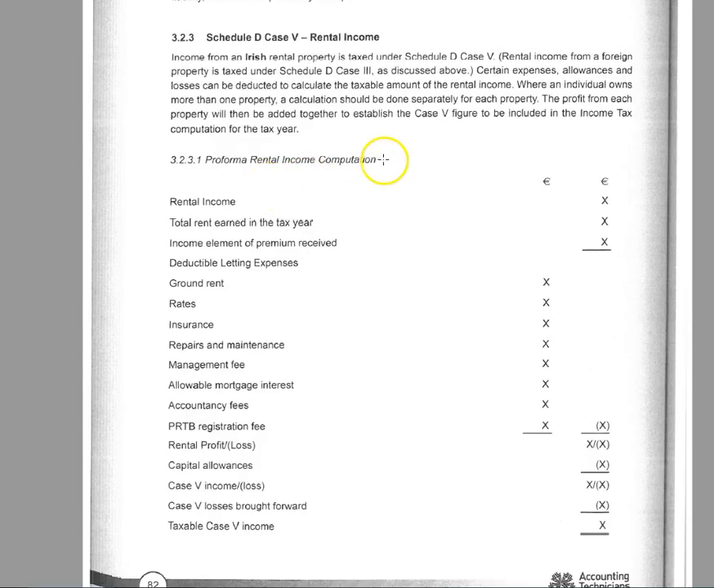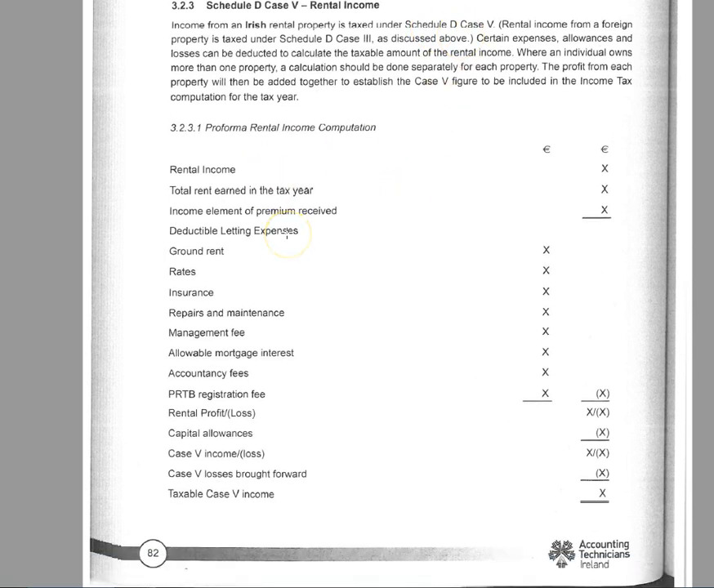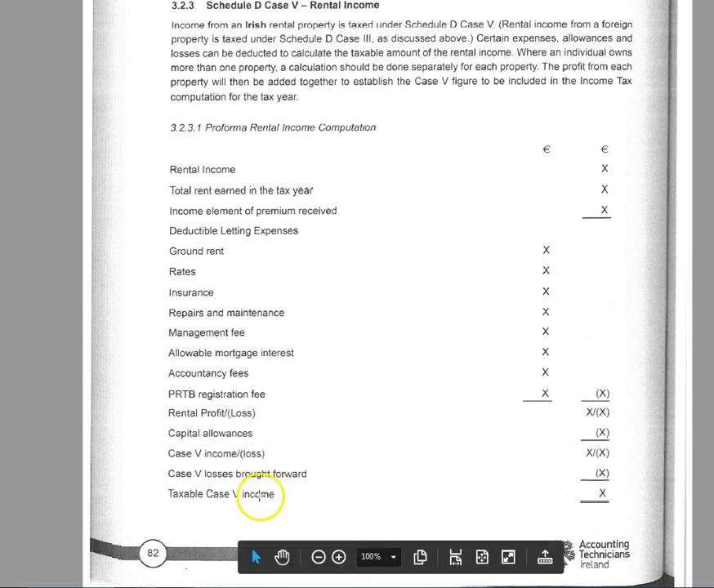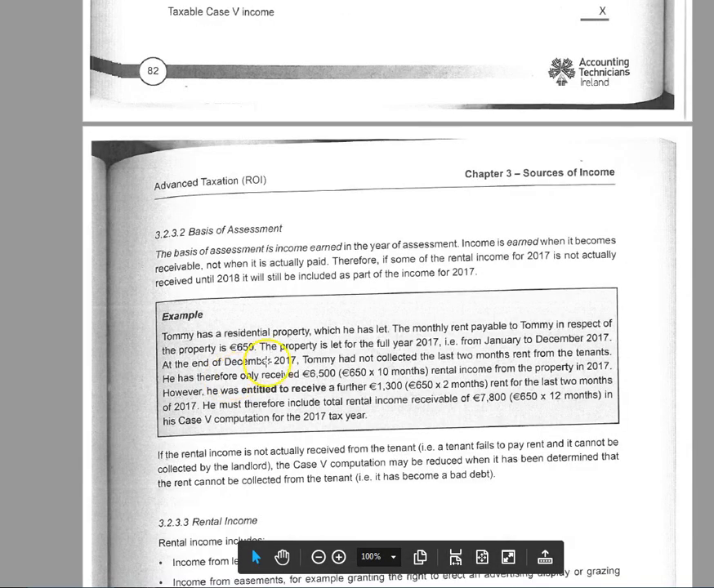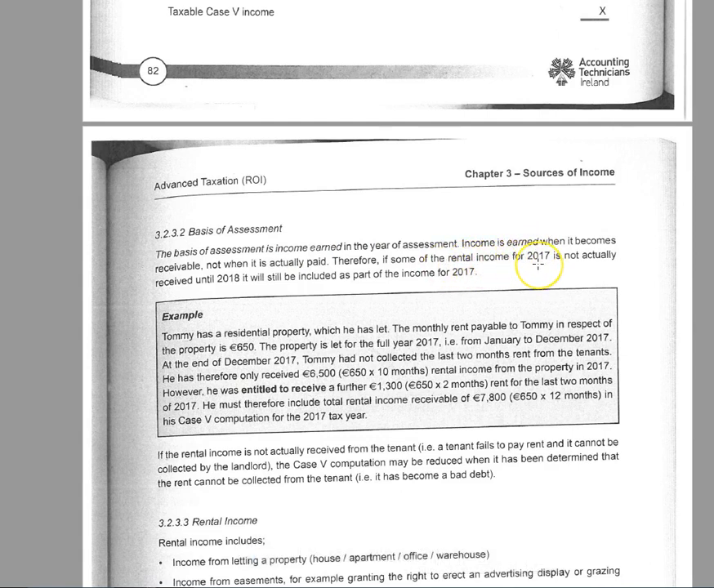So the rules for rental income: it's taxed under Schedule D Case 5. Here is a computation with our income less expenses, less any capital allowances and loss brought forward. But in relation to income, it's on what's earned. So it explains there, if for some reason a tenant was late paying in 2017 and didn't pay until 2018, well then you'd still include it in 2017's figure.